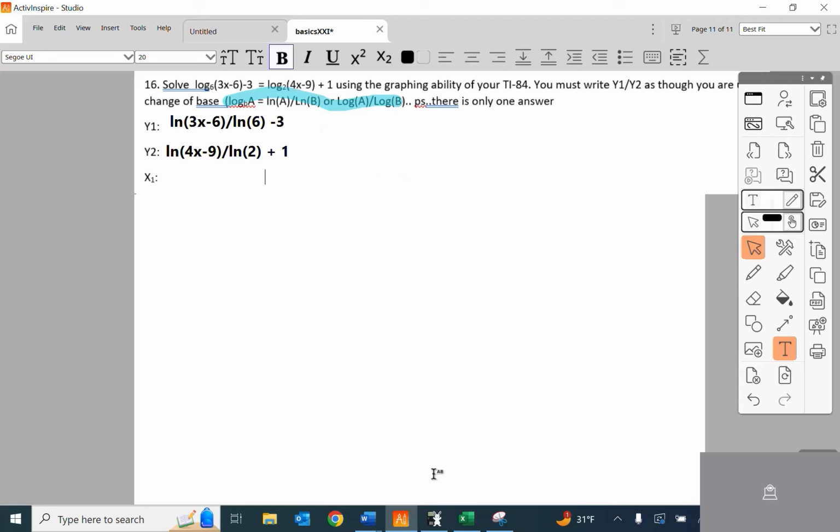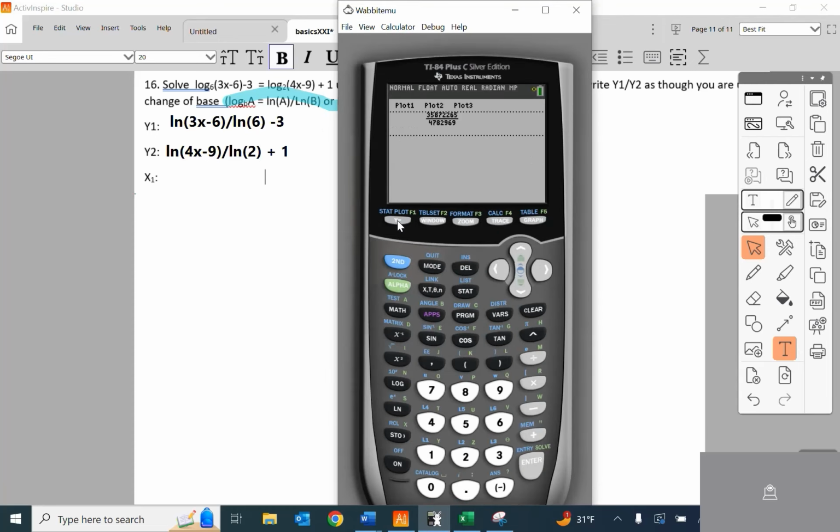Anyways, I just typed everything in using change of base, and now I'm going to go to y equals. What do we have here? We have the ln of 3x minus 6 sitting pretty over the ln of 6, because what's high stays high, what's low is low. And then minus a 3. And then we have the ln of 4x minus a 9, sitting pretty over an ln of 2, and then it says add 1, because I didn't change much from the last one. And then I zoom 6.